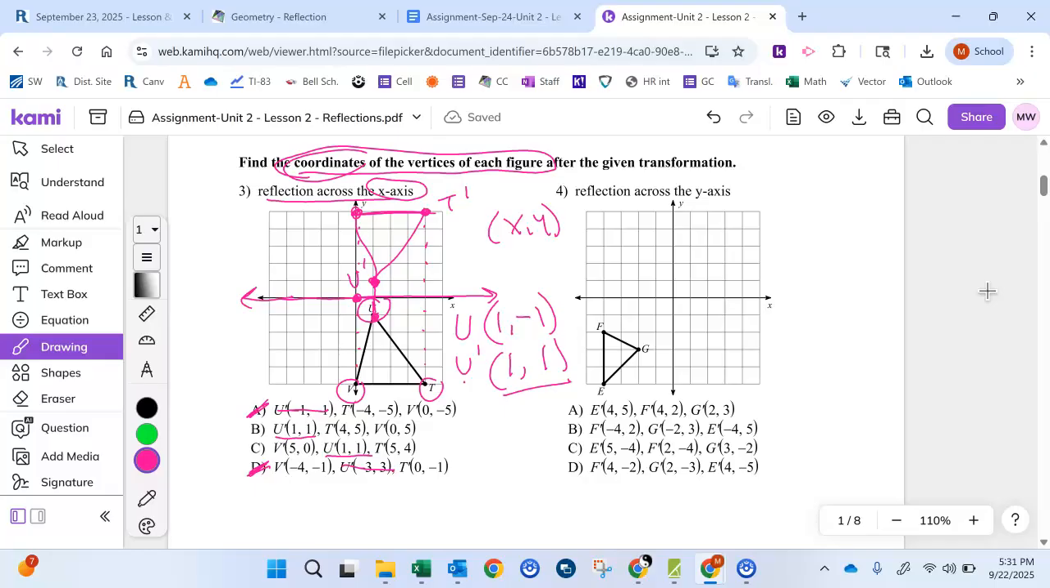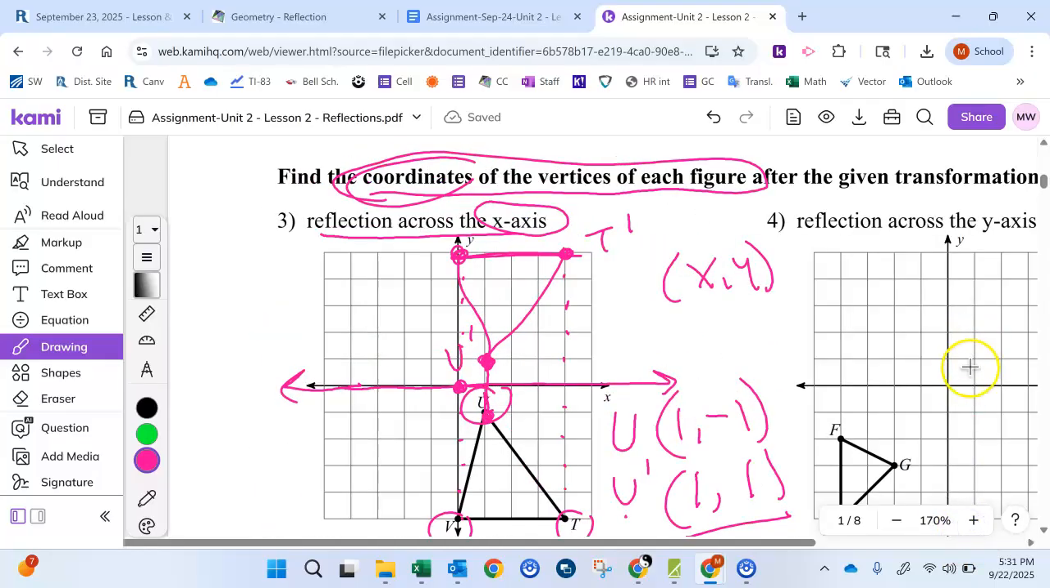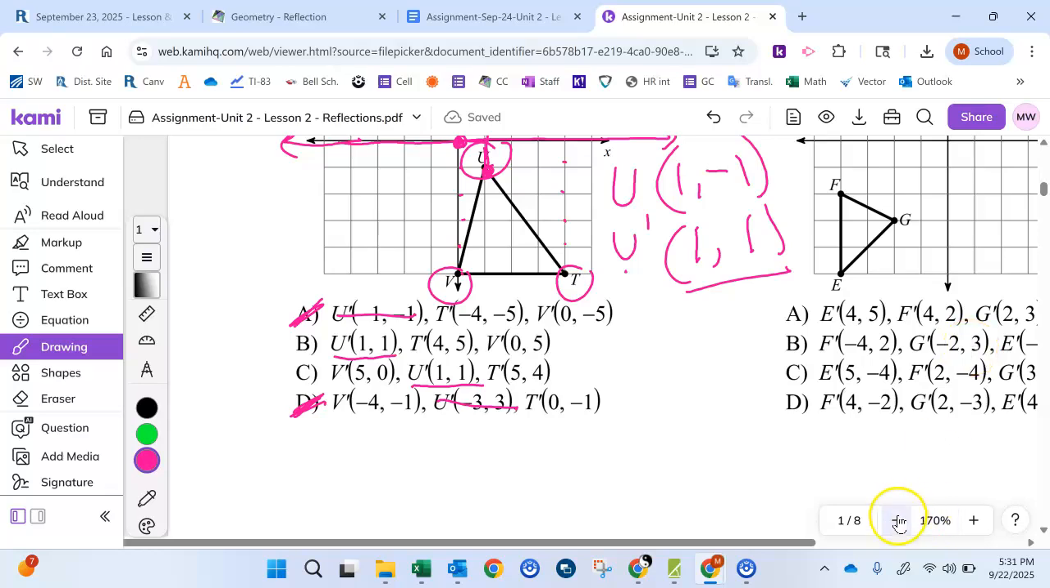So we're going to have to do another point, right? Well, let's pick T. Maybe make this bigger. Oops, maybe that's not a good idea.